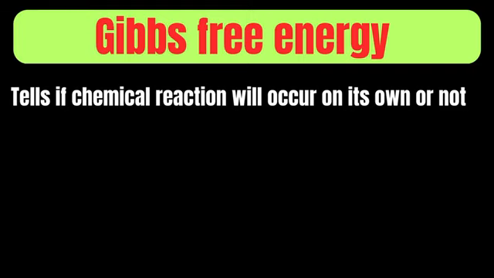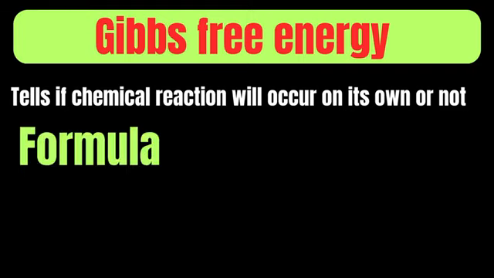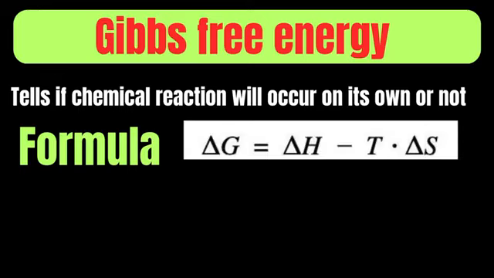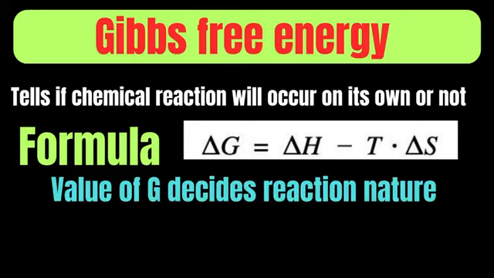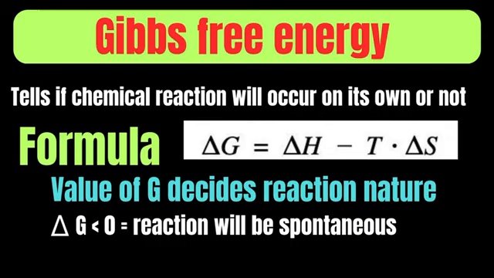The formula for Gibbs free energy change is delta G is equal to delta H minus T delta S. Here, delta G is the change in Gibbs free energy, delta H is the change in enthalpy, T is the temperature in Kelvin, and delta S is the change in entropy. The value of delta G decides if a reaction is spontaneous or not. If delta G is less than 0 or negative, the reaction is spontaneous, meaning it happens naturally.